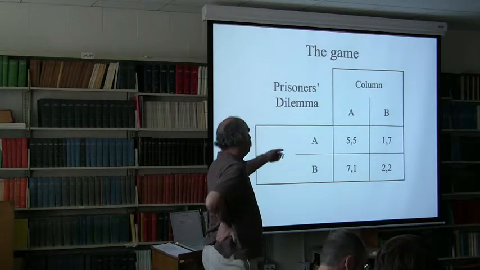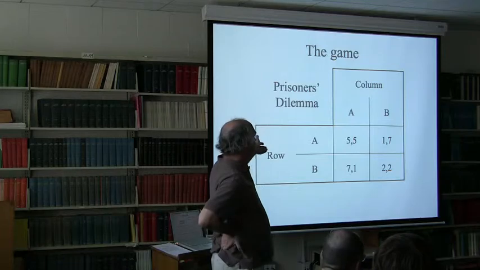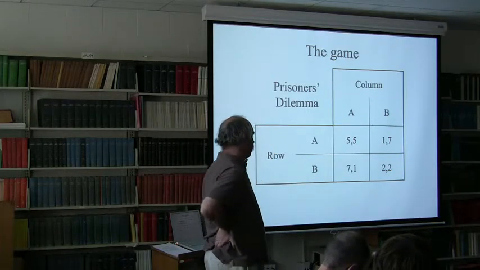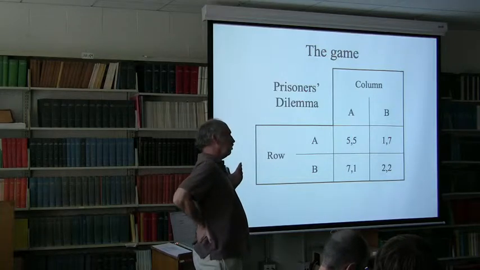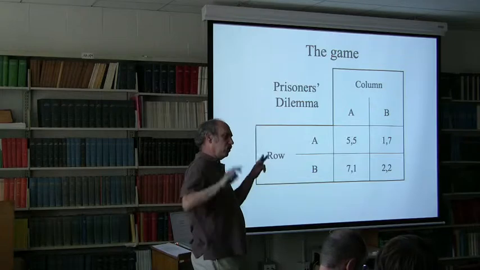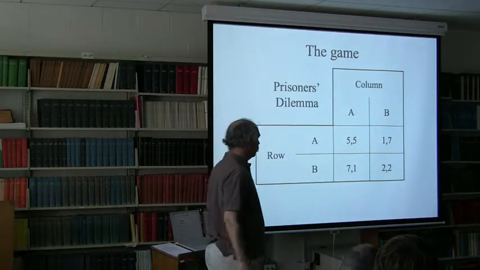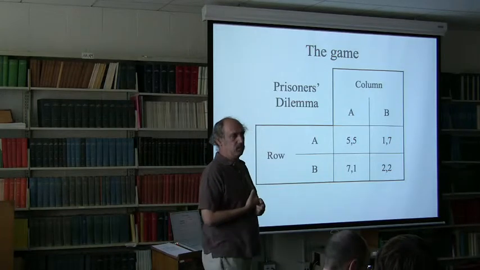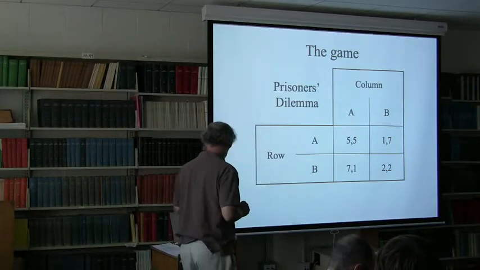Okay. You can see that the first number is the payoff for the row player, the second number is the payoff for the column player. So you have these incentives. The socially optimal outcome would be for both people to choose A, but the individually quote-unquote rational outcome is for each to choose B, which leads to a bad social outcome. This is a very well-known game.